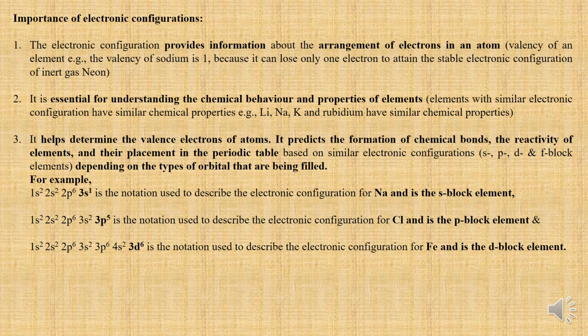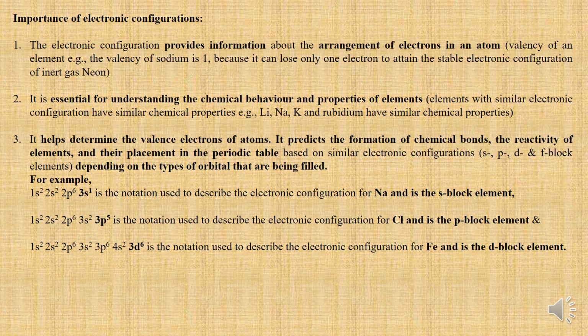Secondly, it is essential for understanding the chemical behavior and properties of elements. That is to say, elements with similar electronic configuration have similar chemical properties. For example, group 1 elements like lithium, sodium, potassium, and rubidium have similar chemical properties because of their similarity in electronic configuration, particularly the valence shell.